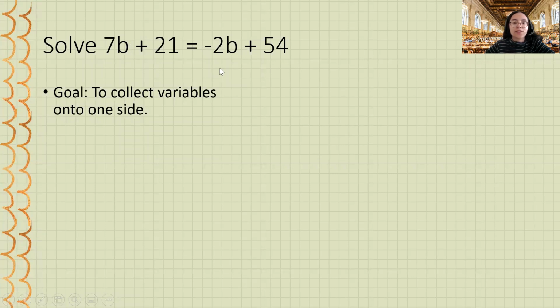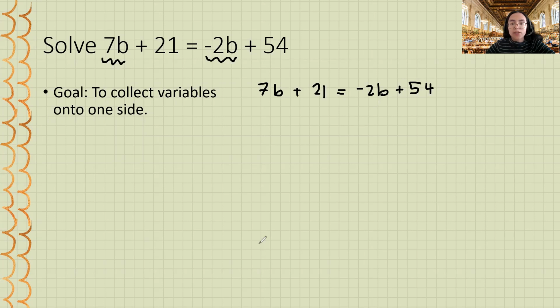So here we're asked to solve 7b plus 21 is equal to negative 2b plus 54. So what I'm going to do is I notice that I have 7b here. I have this variable and this coefficient here, and then I also have this one, one on the left and one on the right. So I'm going to combine them. So what that means is I'm going to move all of my variables to one side of the equal sign. So what I'm going to do is move my negative 2b to the left-hand side of the equation because I want my variable to be positive.